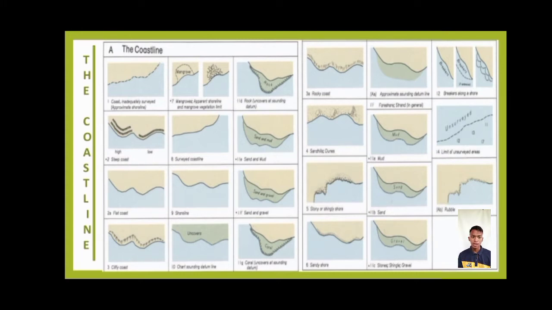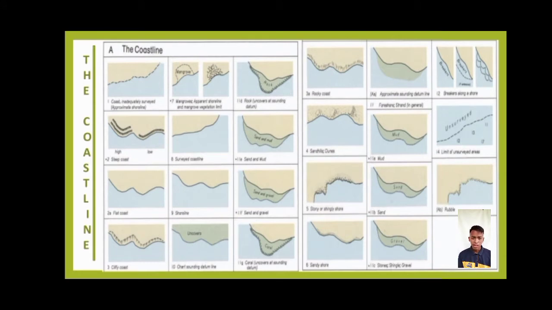Under our report, as I have said a while ago, we're going to report the symbols from Section Alpha to Section India. So in the first section, which is Section Alpha, we have the coastline or the nature of coast. The coastline features the coast inadequately surveyed, steep coast which have the high and the low, the flat coast, the cliffy coast, the rocky coast, sand hills, mud, sand, shoreline, sand and gravel, and the list goes on, as you have shown on the picture. So, different symbols and features have also different characteristics.